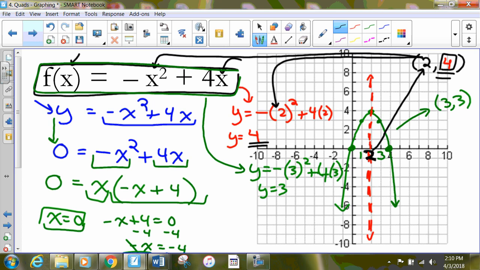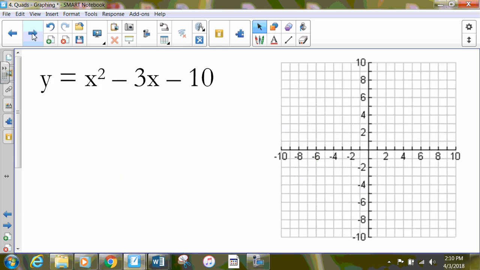And then to fill in and get 2 more points, we plugged in 3. And that's where we got 3. Yes, it is methodical. It's got a method. And with practice, we're going to get really good at it. So let's practice another one.